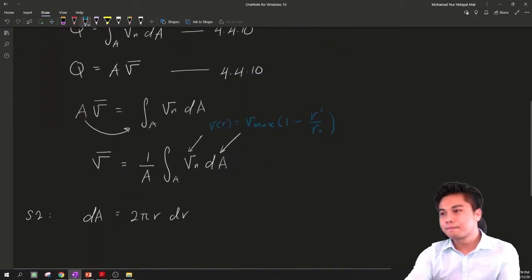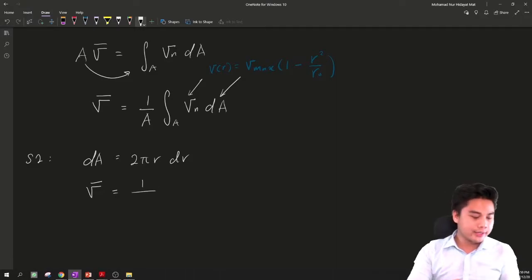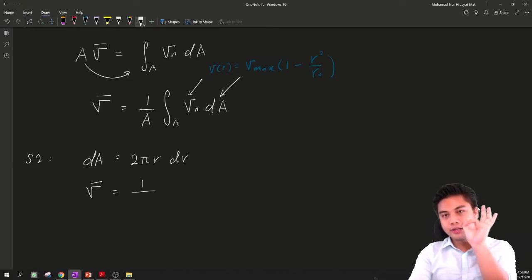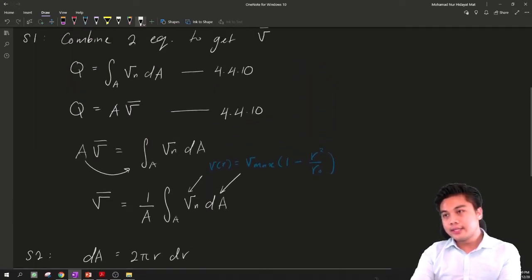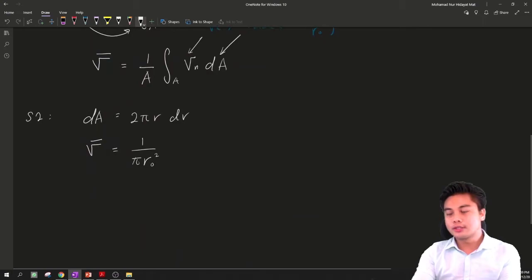Okay, so substitute back into the equation. Step number 2, V average equal to 1 over area. The area in this case is the cross-sectional area, which is a circle. We can use pi R naught squared. R naught is the radius here, the pipe radius, the total radius. So we shall use R naught.